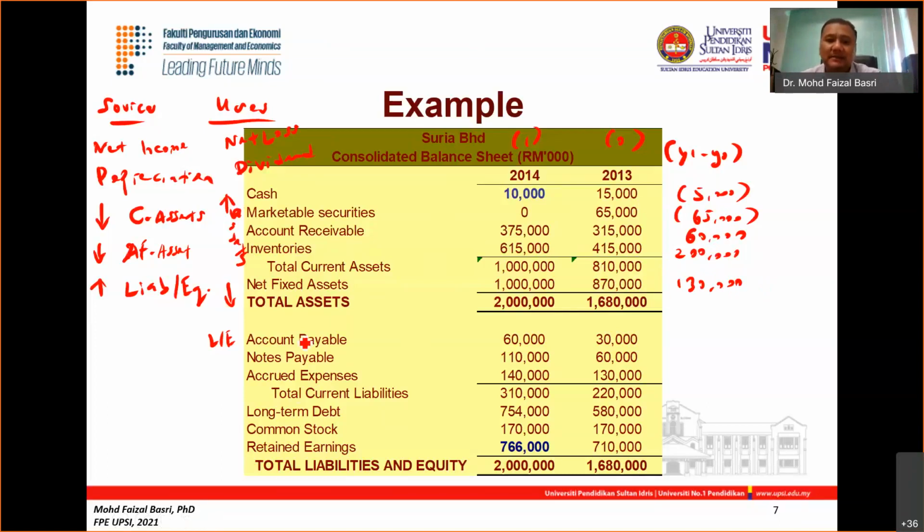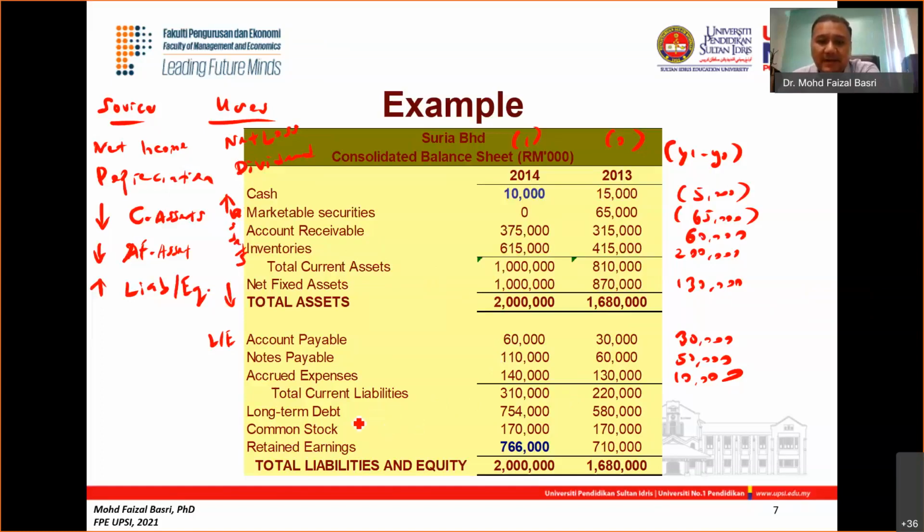Next, we go to the liabilities and also equity at the bottom. Similar process, we just minus first. 60 and then minus 30,000, so 30,000 here. 110 minus 60, 50,000. Accrued expenses, 140 minus 130, it's 10,000. The subtotal, you don't have to calculate the total current liabilities, similar to earlier, total current assets. The sub values, you don't have to calculate. We just calculate the items.